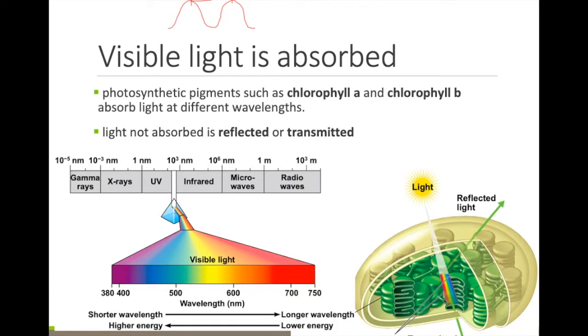Chloroplasts have specific photosynthetic pigments called chlorophyll. The most common pigments are chlorophyll A and chlorophyll B. These are the pigments that actually absorb light and drive photosynthesis. The light that's absorbed is the light that you do not see. So think about it. What color are plants? Green, right? So chlorophyll A and chlorophyll B both reflect or transmit green so that you can see it. Neither one of them really absorbs much of the green light.